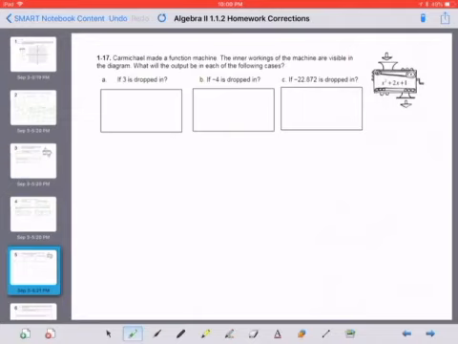Alright, problem number 17. Carmichael made a function machine. The inner workings of the machine are visible in the diagram. What will the output be in each of the following cases? So all you're doing is replacing x with the number. So if 3 is x, in this first one, it's 3 squared plus 2 times 3 plus 1. So we get 9 plus 6 plus 1, or 16.